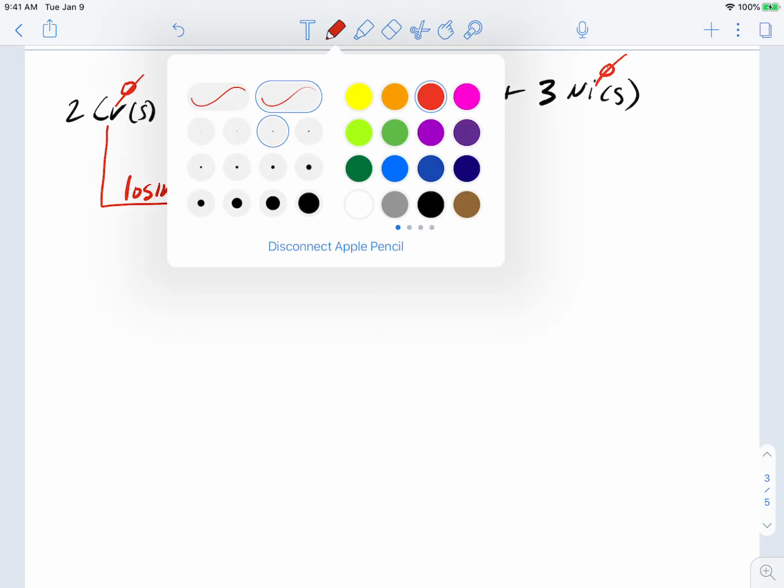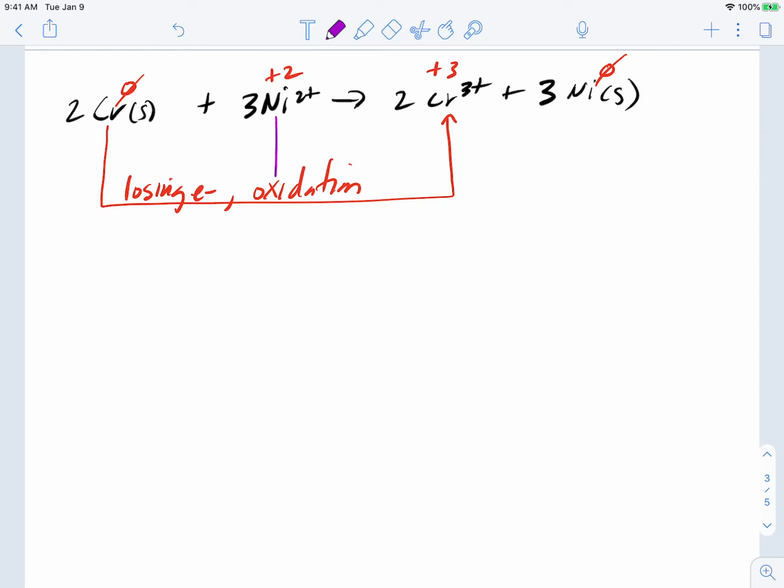Well, every oxidation reaction must have a corresponding coupled reduction reaction. So hopefully nickel is gaining electrons. Let's check. Nickel goes from +2 to 0. So we've gained 2 electrons to go from +2 to 0. So this is gaining electrons. That's reduction.